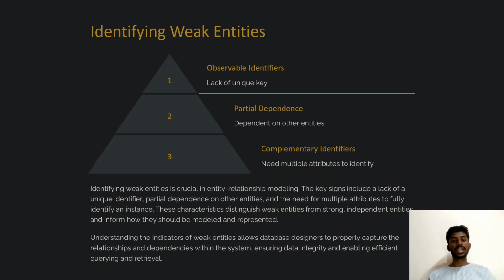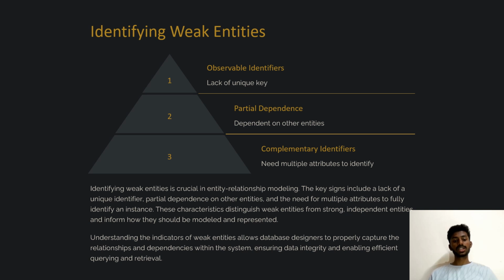Now we'll be learning in depth how these weak entities are actually identified. We can see a pyramid over here. This pyramid shows us how these weak entities are identified. At the first stage, we have observable identifiers, which means they lack some of the unique keys. And at the second, we have partial dependence. That means these weak entities are always dependent on other entities, like parent entities. And at the third stage, we have complementary identifiers. So these weak entities always need multiple attributes to identify.